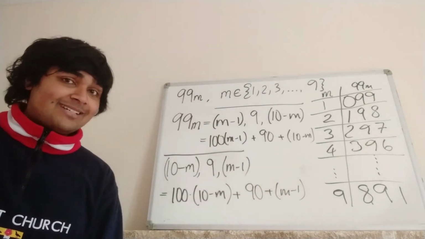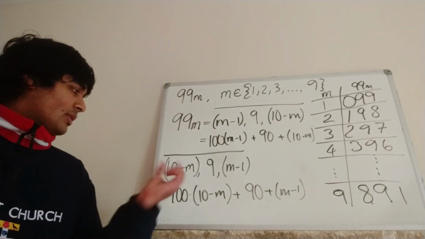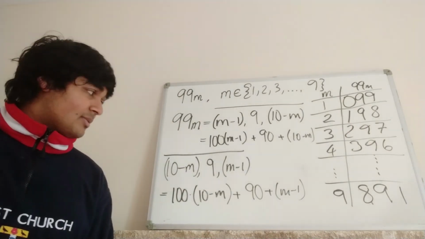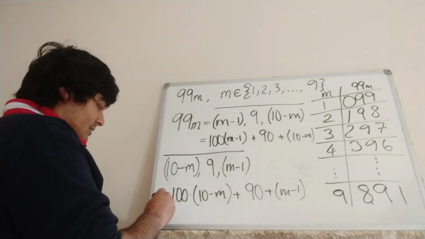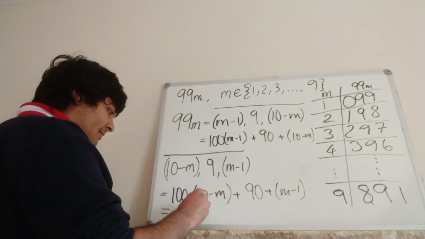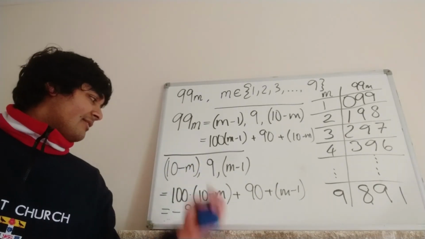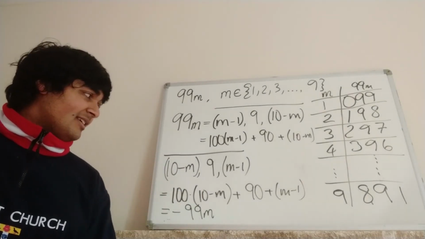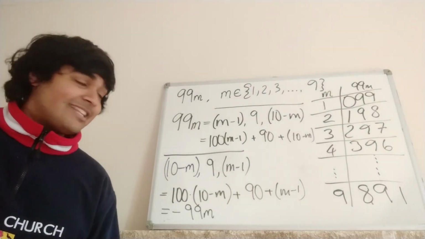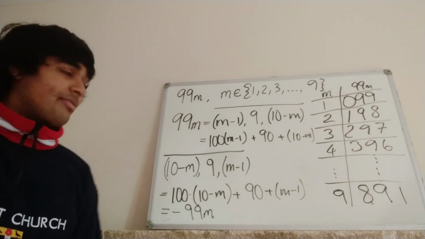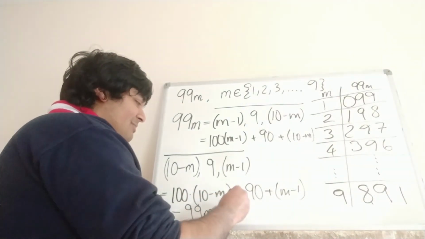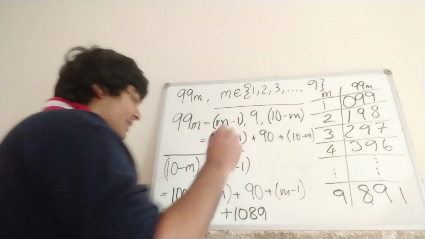And if I expand this out, what do I get? Well, 100 times minus m is just minus 100m, and then plus this m here is minus 99m. Okay, and here I've got 100 times 10, which is 1000, plus 90, which is 1090, and then minus 1. So 1000 plus 90 minus 1 is 1089. That magic number we had earlier, like so.